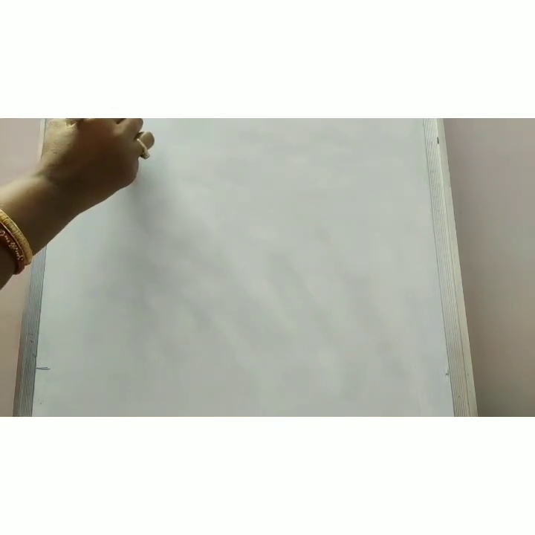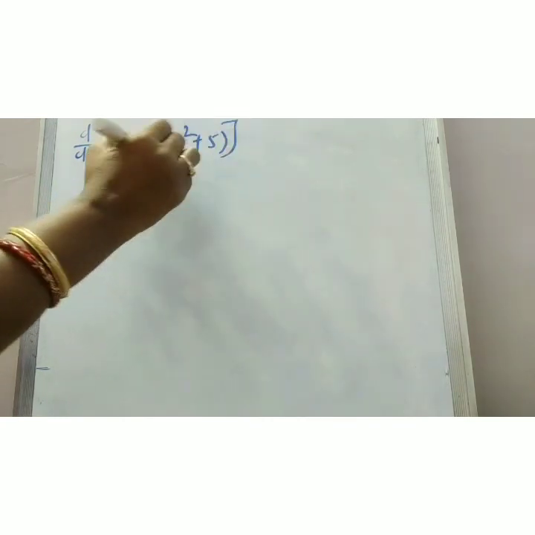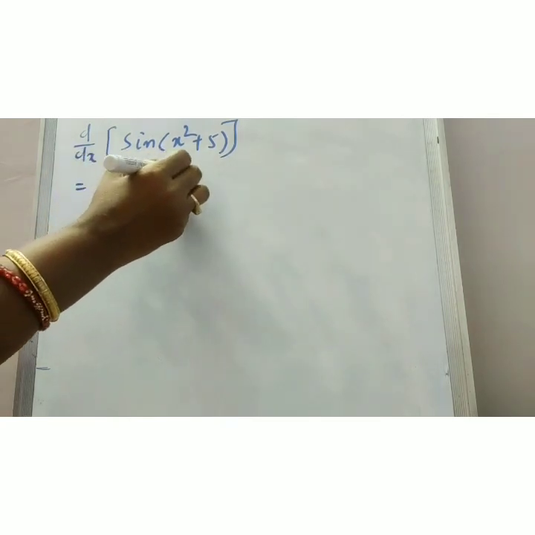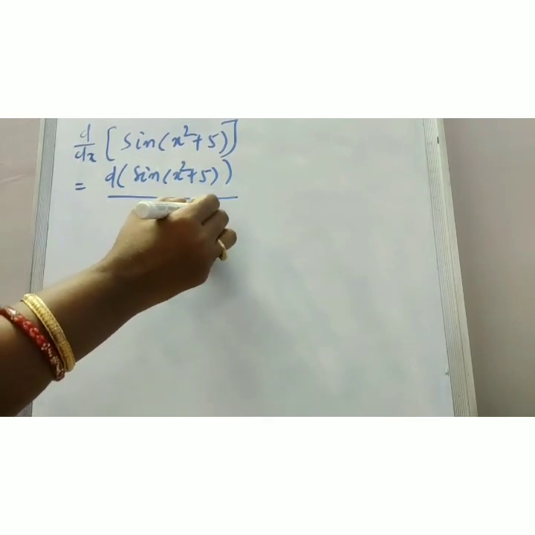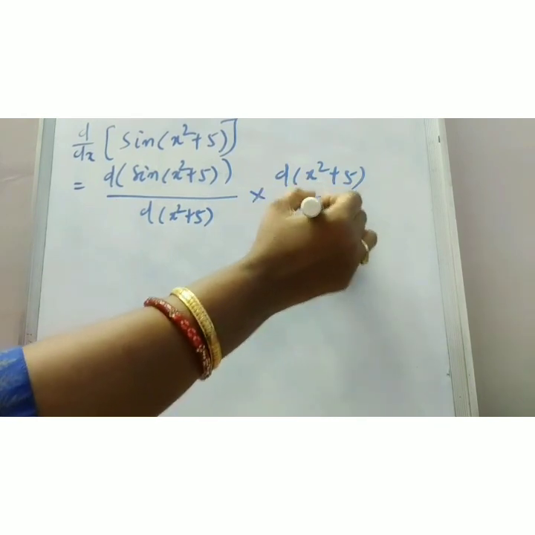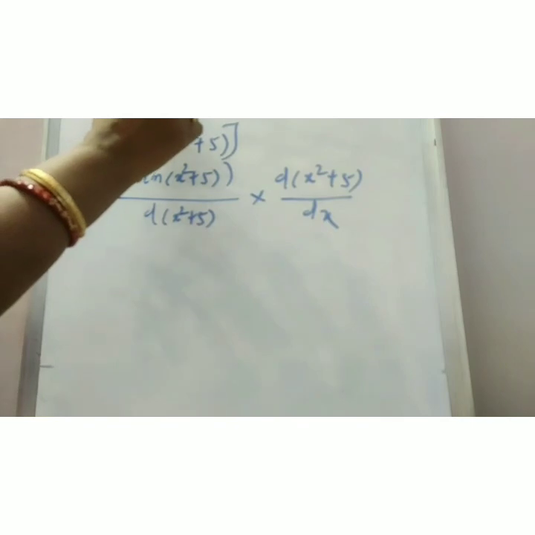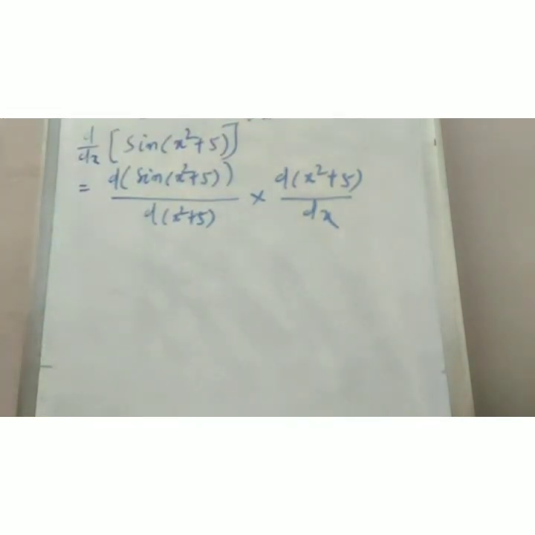d by dx of sin x square plus 5. Sin x square plus 5 is a composite function. So we will write the derivative of sin x square plus 5 with respect to x square plus 5 into d of x square plus 5 with respect to x. Why? Because sin x square plus 5 is a function of x square plus 5, and x square plus 5 is a function of x.